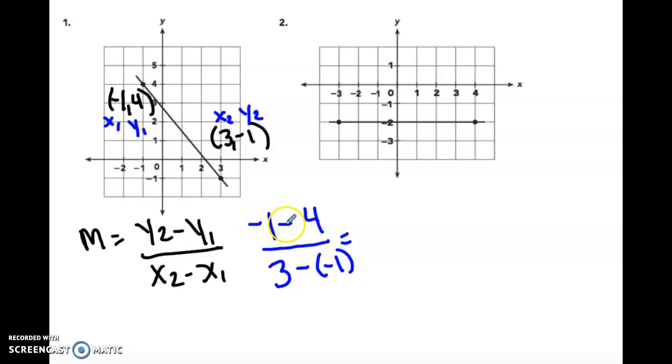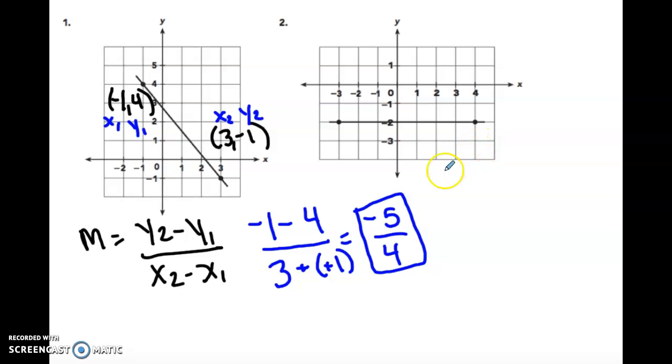Now we have same signs, add and keep. Here we have a double negative, make it positive. 3 plus 1 is 4, so the slope is -5/4. Now when you're writing your answer, you always want it to be either a whole number or a fraction. No decimals, no mixed numbers. If your fraction is negative, please put the negative in the numerator.